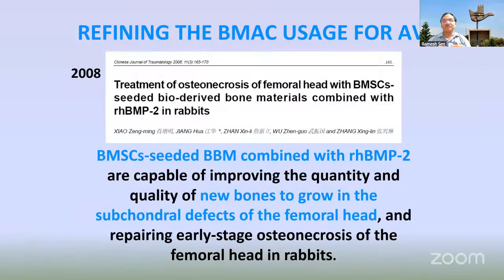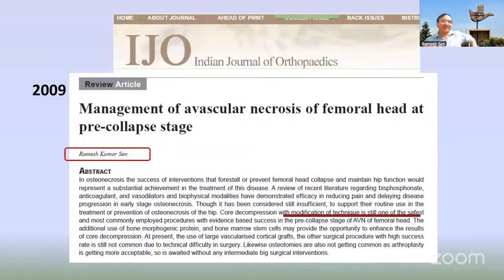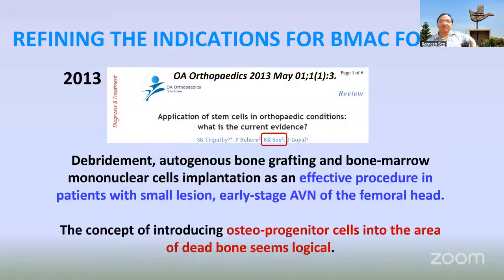Now there was an effort to further refine it. The people started using PRPs also, combining with stem cells. Incidentally, in 2009, when I was looking at avascular necrosis, I published this paper in IGO. And let me assure you, it has more than 200 citations, because it has been cited even lately, just day before yesterday also, because it was a very comprehensive statement about what all is possible.